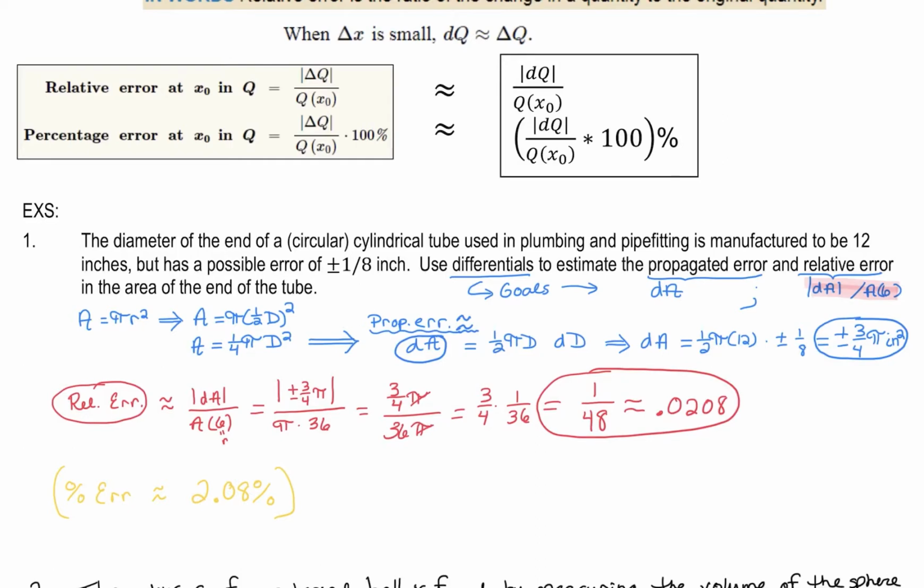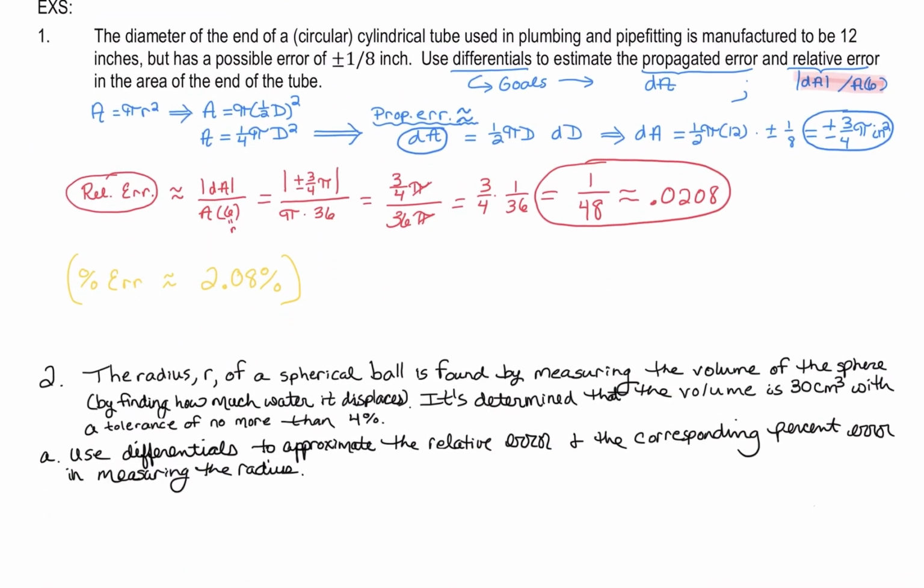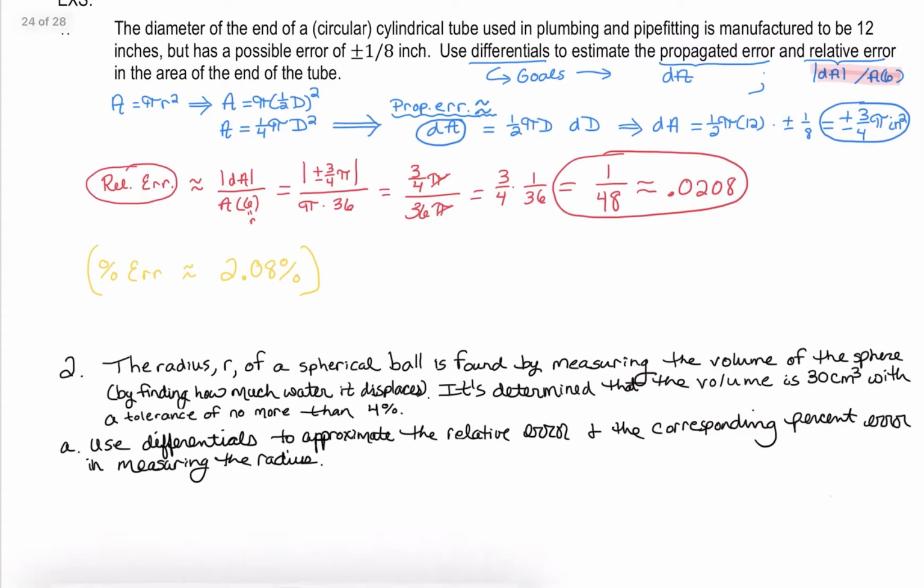All right, so let's continue. Let's look at another example. This one is actually from your homework, and it should already be typed up in your notes. I didn't have it on the file I was using here, so I had to handwrite it real quick before this video. The radius r of a spherical ball is found by measuring the volume of the sphere, by a water displacement type of method. It's determined that the volume is 30 cubic centimeters with a tolerance of no more than 4%.